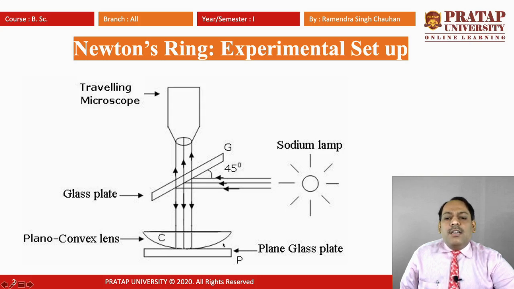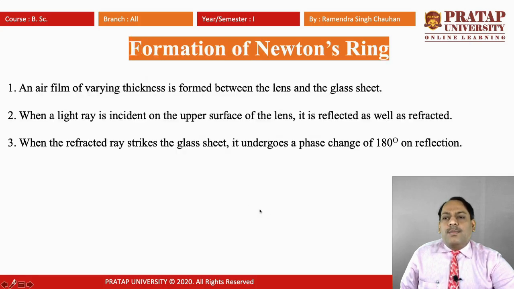So if a ring is formed here, it will be formed on the lower surface of the plano-convex lens C. The point of contact of the plano-convex lens C and the plane glass plate P is the center. When the point of contact is there, the center of the rings will be observed. So in this way, this is the experimental setup, and this is how the rings are formed by this setup.